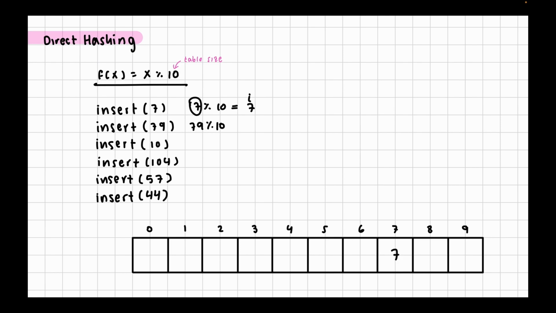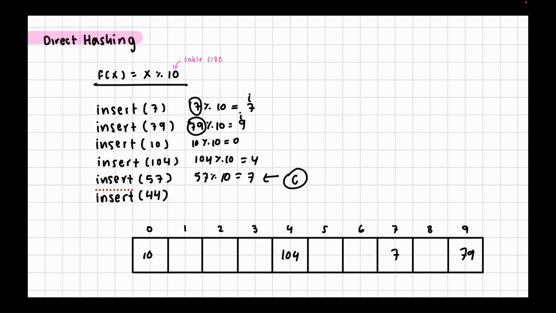79 mod 10, that is 9. So we're going to insert 79 at index 9. 10 mod 10, that's 0. 104 mod 10, that's 4. 57 mod 10, that's 7. Now here, this is considered a collision because we already have a value at that index that we want to insert at.